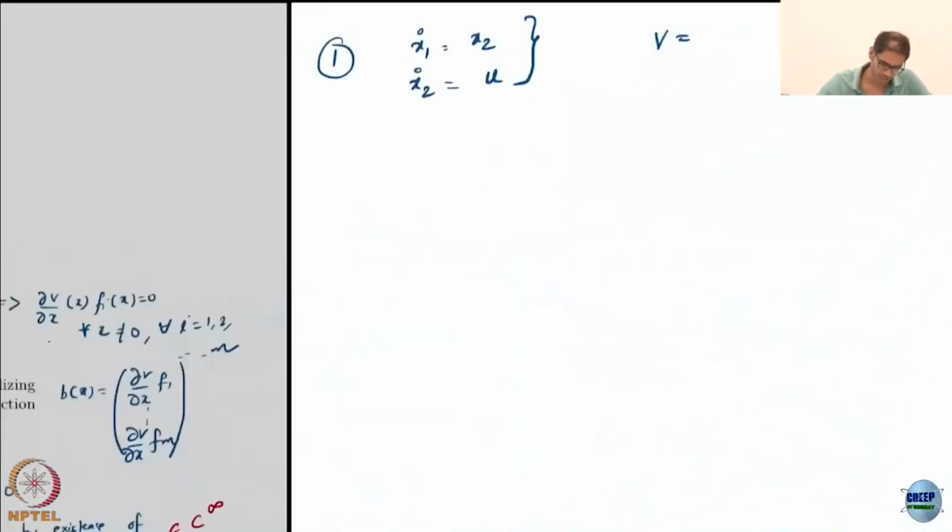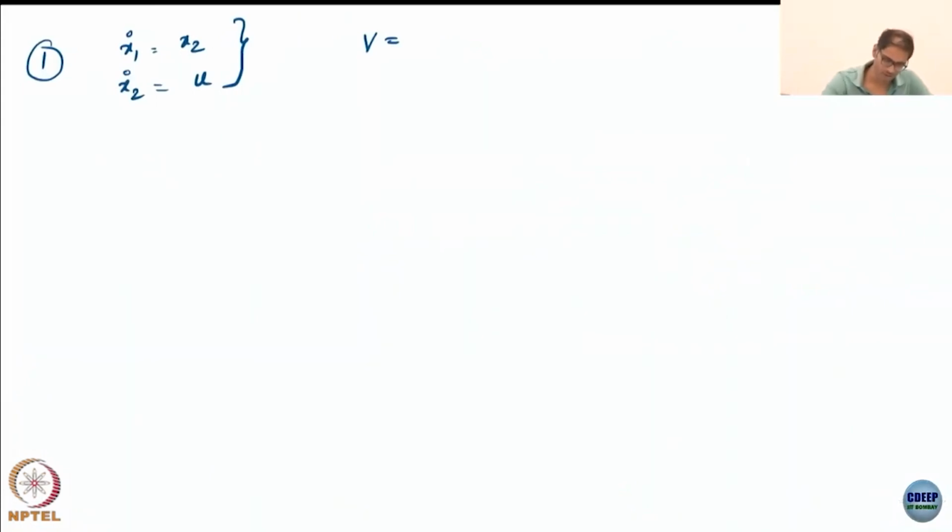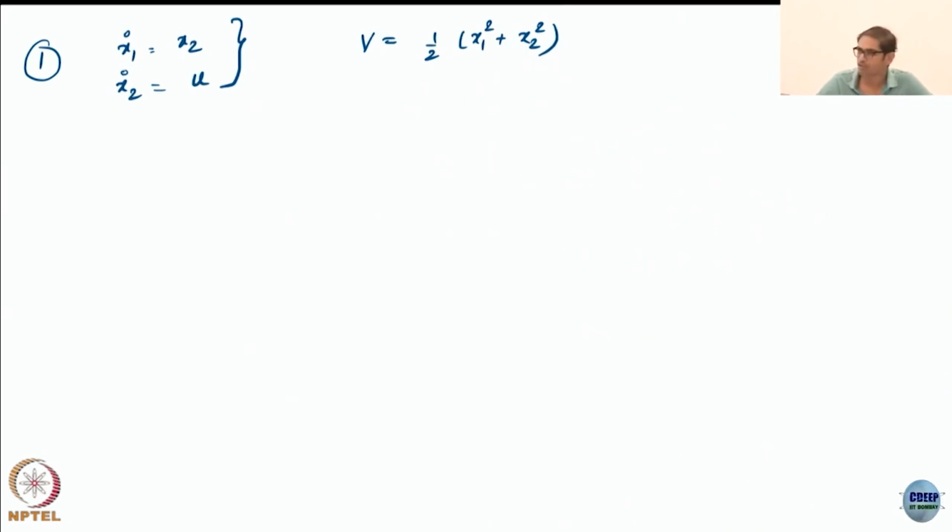Okay, fine. Let's try this simple one. Let's try half x1 square plus x2 square. First of all, what is the drift vector field here? We will do all the computations formally. There is a quick way also, but I will not do the quick way. Let me tell you what the quick way is.